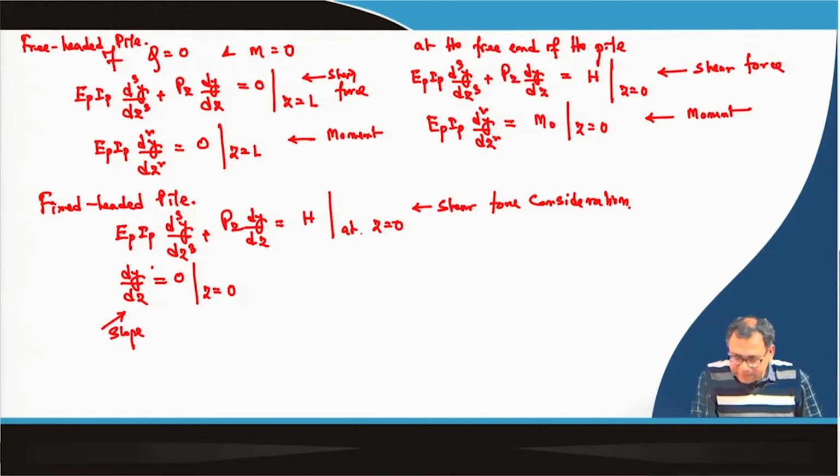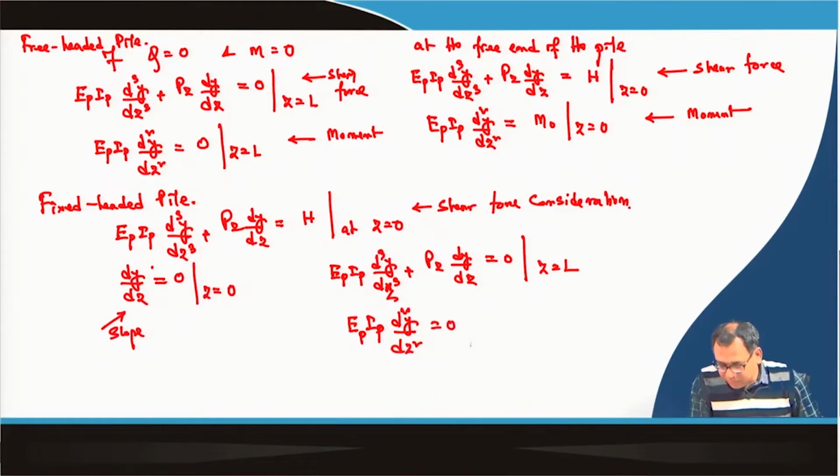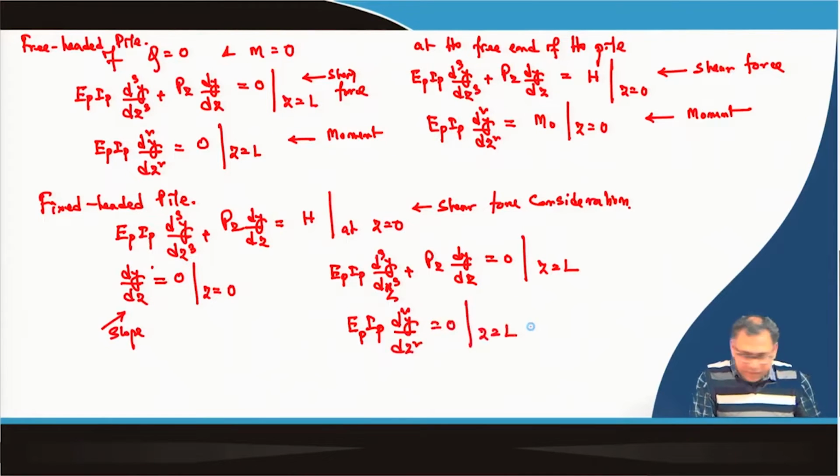Okay, this is at z equal to 0, and at the tip of the pile, the boundary condition will be the same as the free headed pile. So, at the tip of the pile, E p I p d 3 y d z 3 plus p z d y d z will be 0 at z equal to L, that is the shear force consideration, and E p I p d square y d z square will be 0 at z equal to L, that is the bending moment consideration.